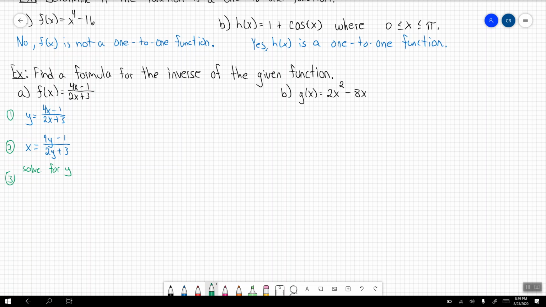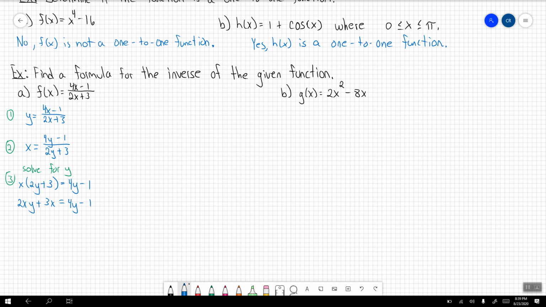Well, in order to do this in this case, what I need to do is multiply by the denominator onto the other side. In other words, cross multiply. So this is going to be x times 2y plus 3 is equal to 4y minus 1. I need to distribute the x. So this is now going to be 2xy plus 3x is equal to 4y minus 1.